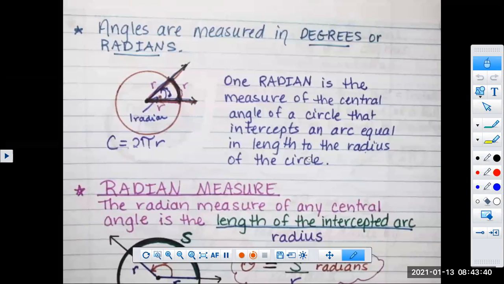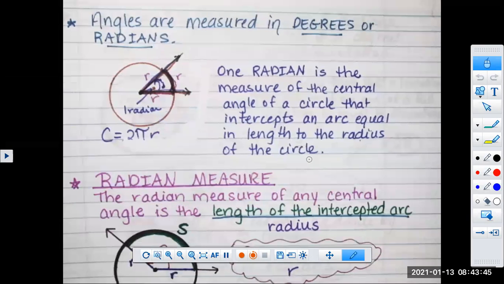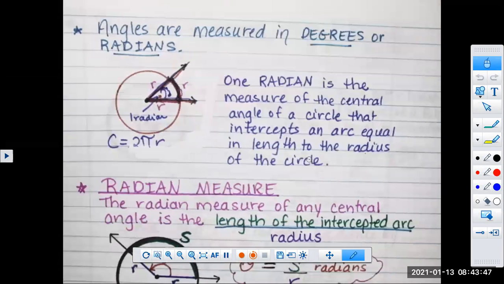But when I was first studying radians, I was like, what in the world? It was just hard for me to wrap my mind around what a radian is and where it comes from.